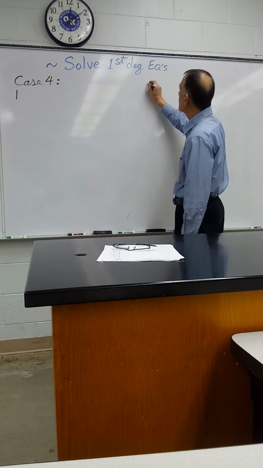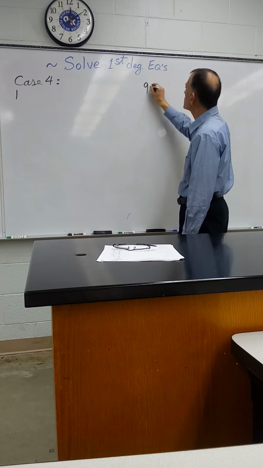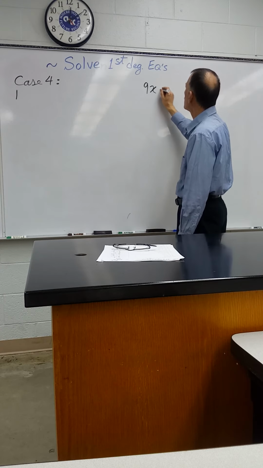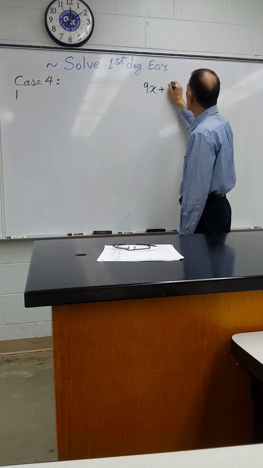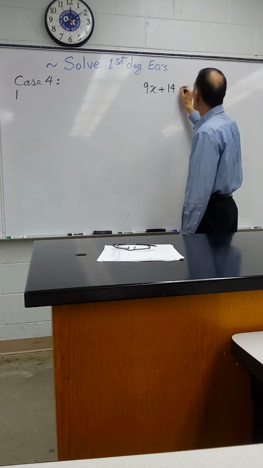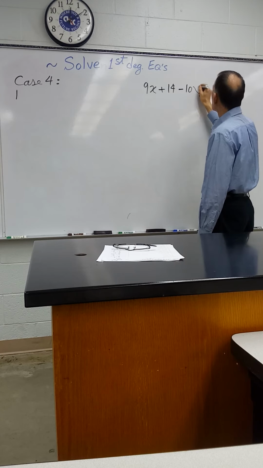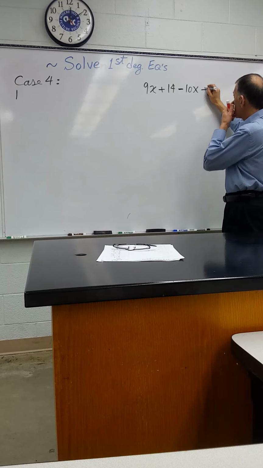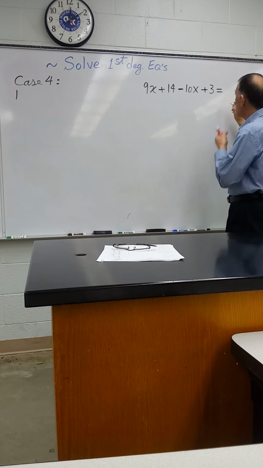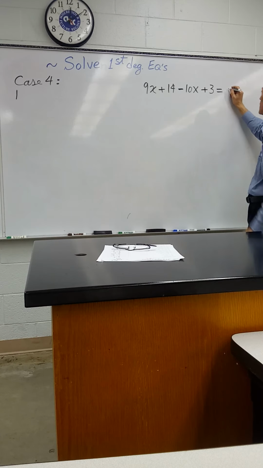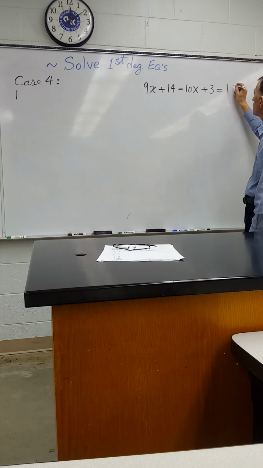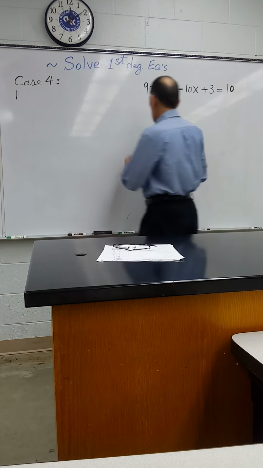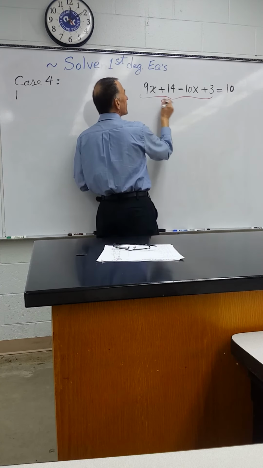And that is, what if I have 9x plus 14 minus 10x plus 3 equal to 15. Well, no, let's put 10. All right, and then we're going to solve for x. Here you have to simplify, so let's simplify.